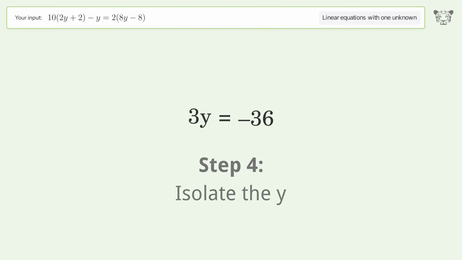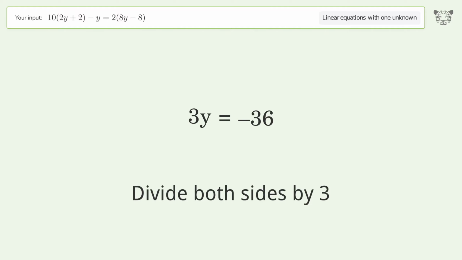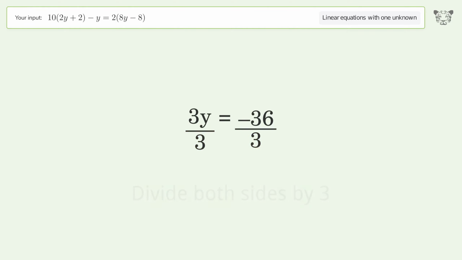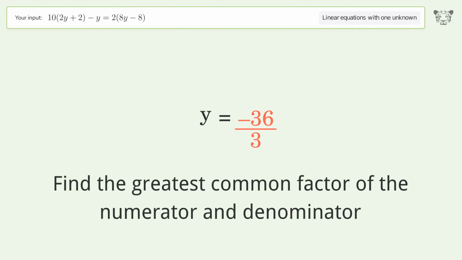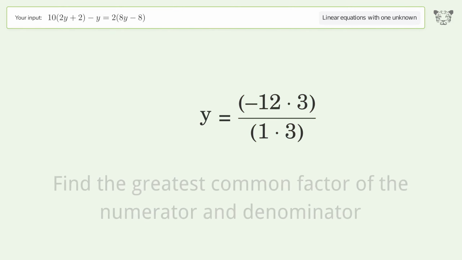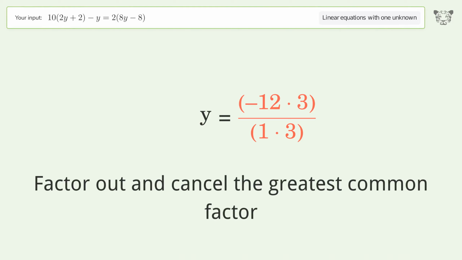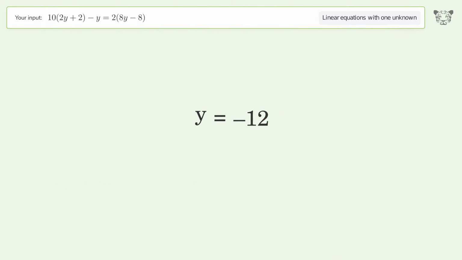Isolate the y. Divide both sides by 3. Simplify the fraction. Find the greatest common factor of the numerator and denominator. Factor out and cancel the greatest common factor. And so the final result is y equals -12.